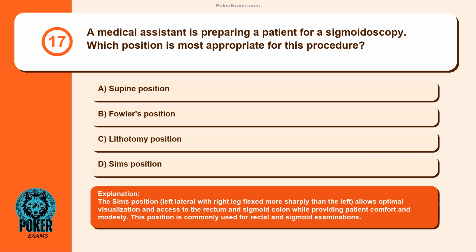The Sims position, left lateral with right leg flexed more sharply than the left, allows optimal visualization and access to the rectum and sigmoid colon while providing patient comfort and modesty. This position is commonly used for rectal and sigmoid examinations.